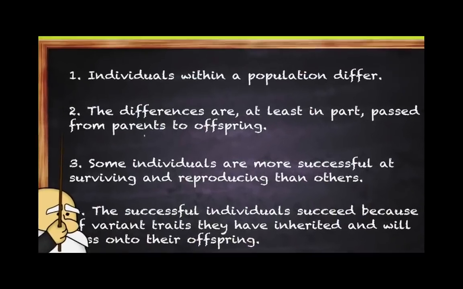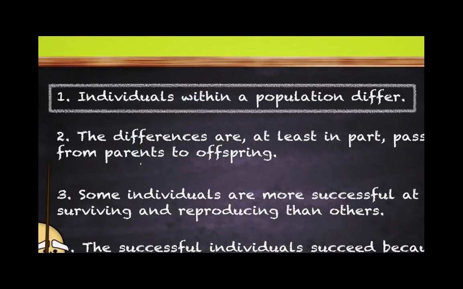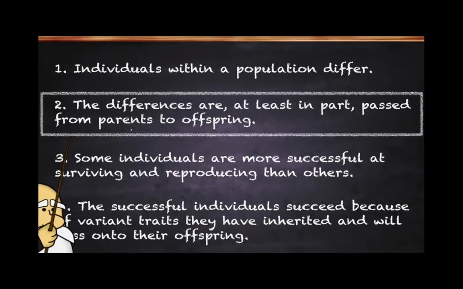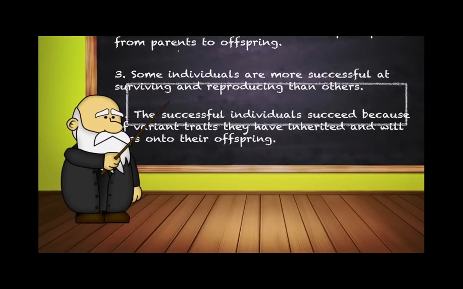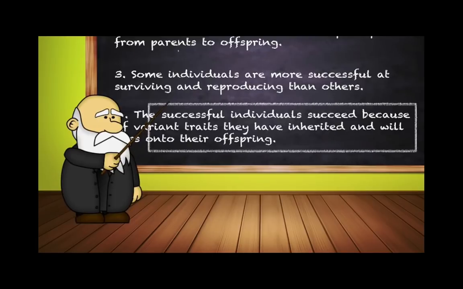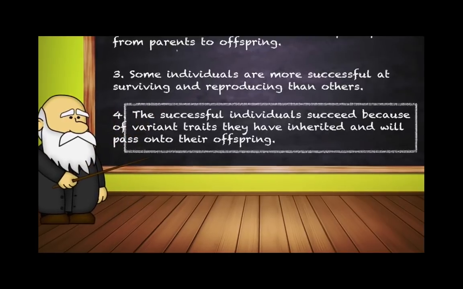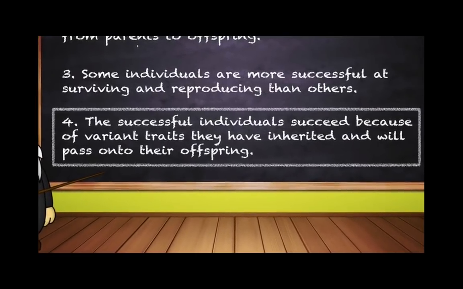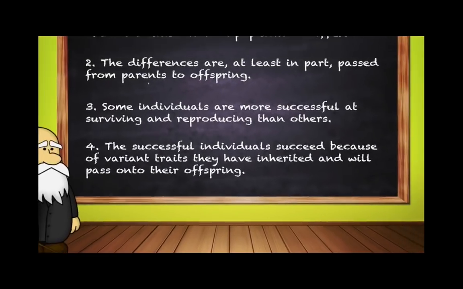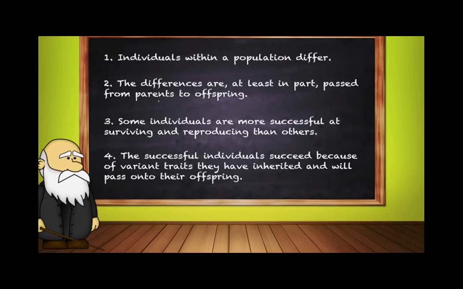Let's review. Individuals within a population differ. The differences are, at least in part, passed from parents to offspring. Some individuals are more successful at surviving and reproducing than others. The successful individuals succeed because of variant traits they have inherited and will pass on to their offspring. That's all for now. Thanks for watching.